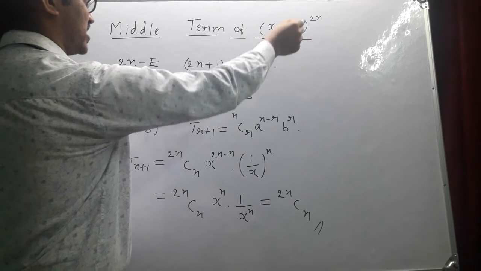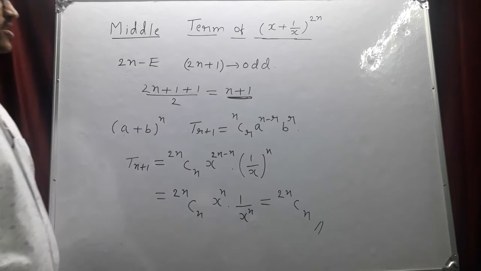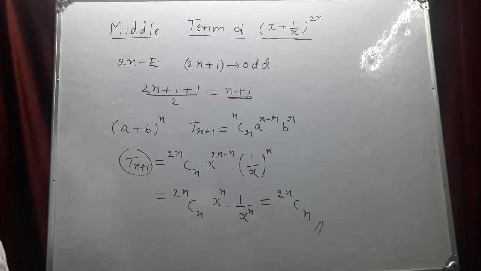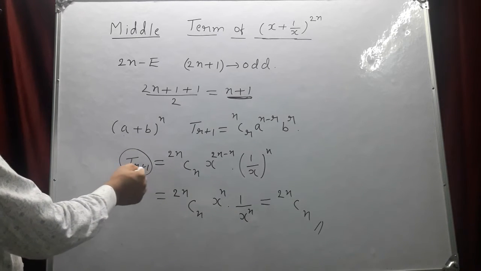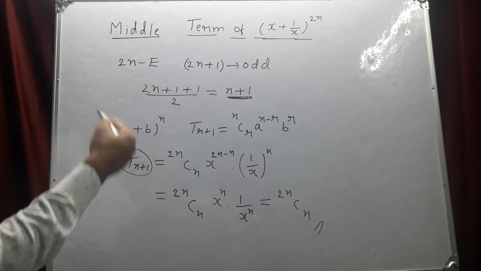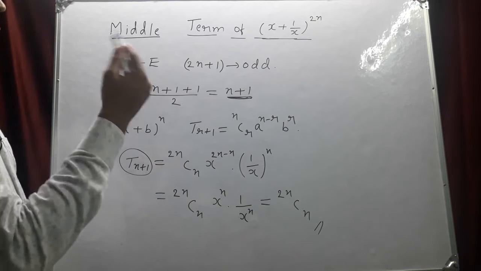(x plus 1 by x) power 2n, all are the same. Suppose you have to find the constant term, you have to find T(n plus 1). If you want to find the middle term, again you have to find T(n plus 1). Term independent of x means again T(n plus 1). All are the same.